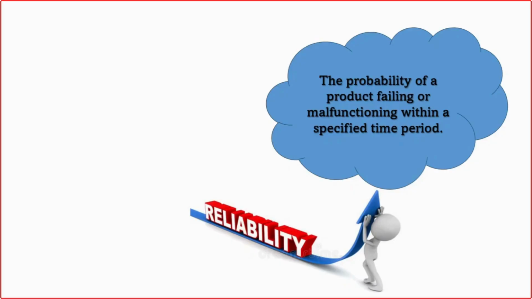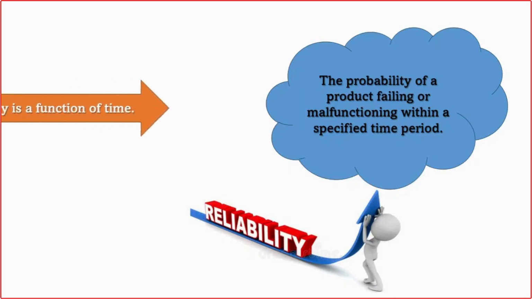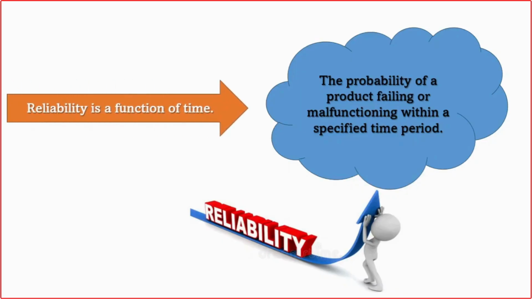If it is working fine for that particular 1 year, then we can say the mobile's reliability is there. The mobile properly worked for that particular duration. It is reliable, and here reliability is a function of time. Clear? So this is reliability, and every user is expecting reliability from every product.